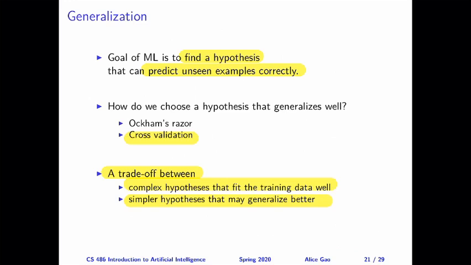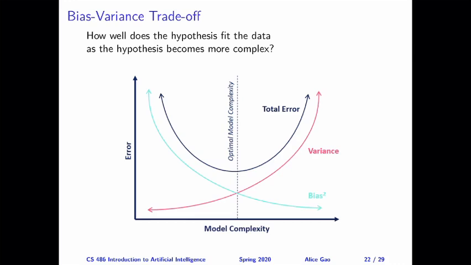To do this, we need to consider the bias and variance trade-off. Let's look at what this trade-off is. This picture illustrates the bias and variance trade-off very nicely. On the x-axis, we have the model complexity, and on the y-axis, we have how much error we're making when we're trying to predict the data set that we have.